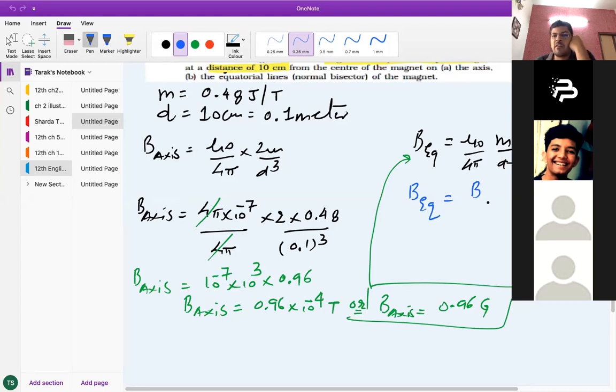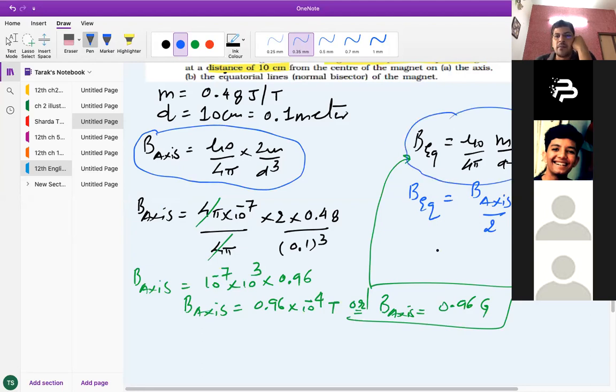Okay. Now B of equator equals B of axis divided by 2. બંનેનો રેશિયો લઈએ, B of axis and B of equator નો. So remember this formula. It will be quite helpful so that your calculation is quick. So B of axis ની value is 0.96 by 2. So we can have 0.48 Gauss. Answer પૂરો. So this is how you can calculate all those calculations.